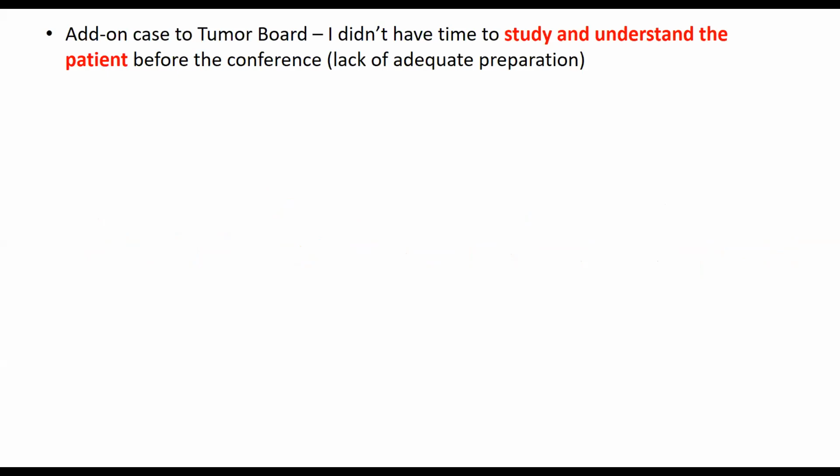Okay, let's do the RCA. What were the factors that contributed to my error? Number one, this was an add-on case to tumor board, which means it came late, and I didn't have time to study and understand the patient before the conference. A lack of adequate preparation. And notice, I didn't say I didn't have time to look at the pathology or the report or the diagnosis. I did not have time to study and understand the patient.